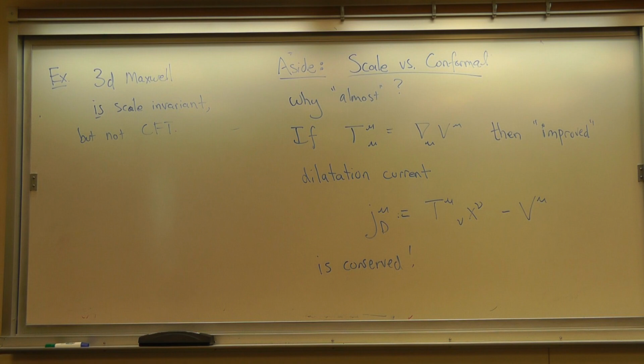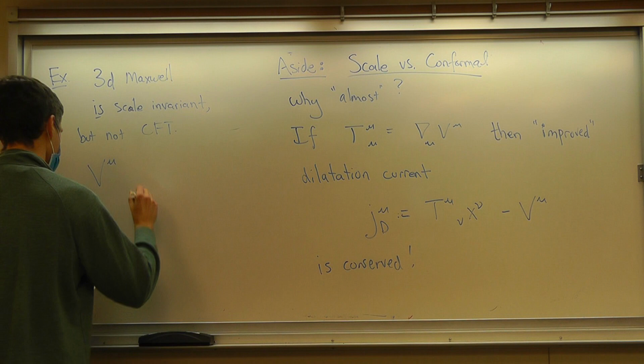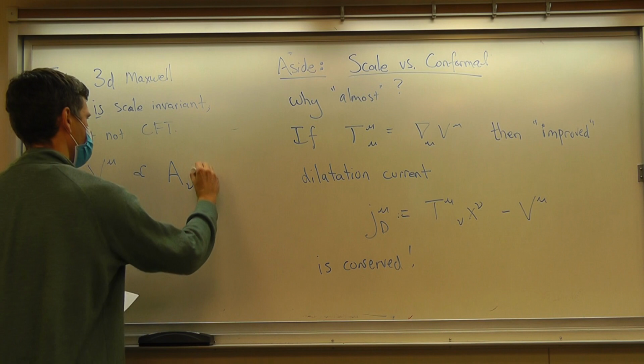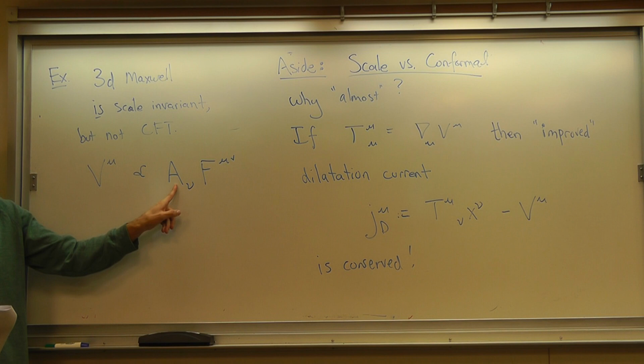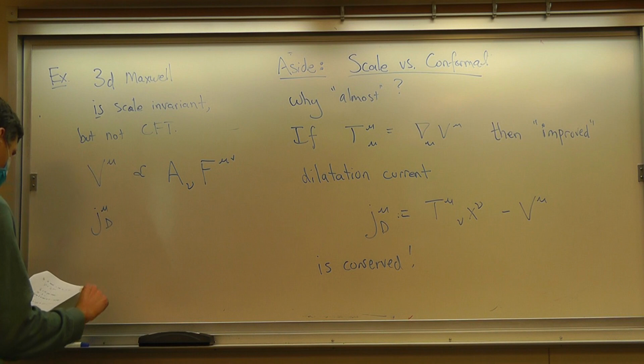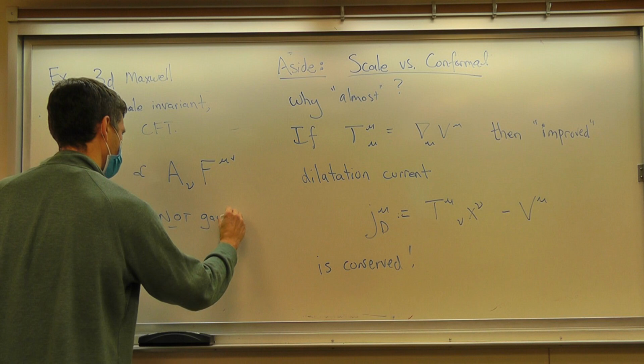The Virial current in this theory, V mu, is proportional to A nu F mu nu, where A is the vector potential and F is the field strength. And this is not gauge invariant, okay? So J mu D, the dilatation current, is not gauge invariant. So this is not a physical operator.